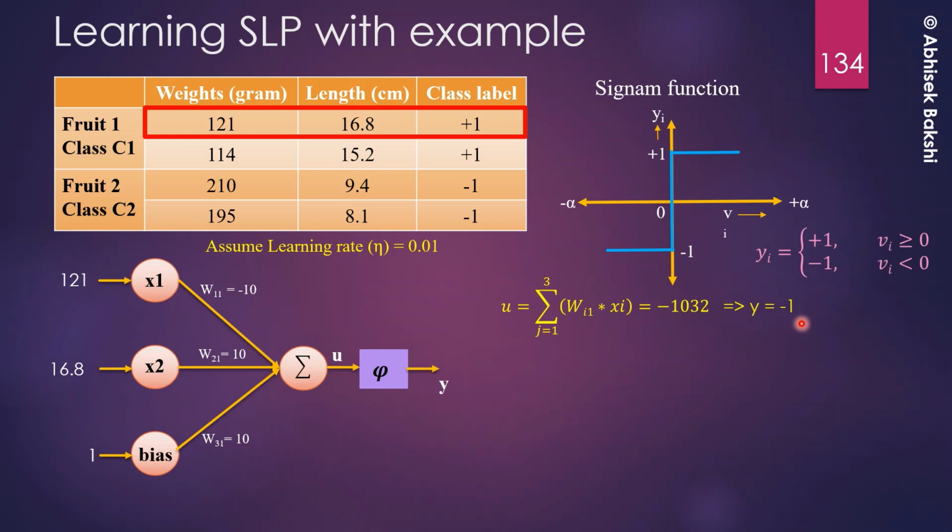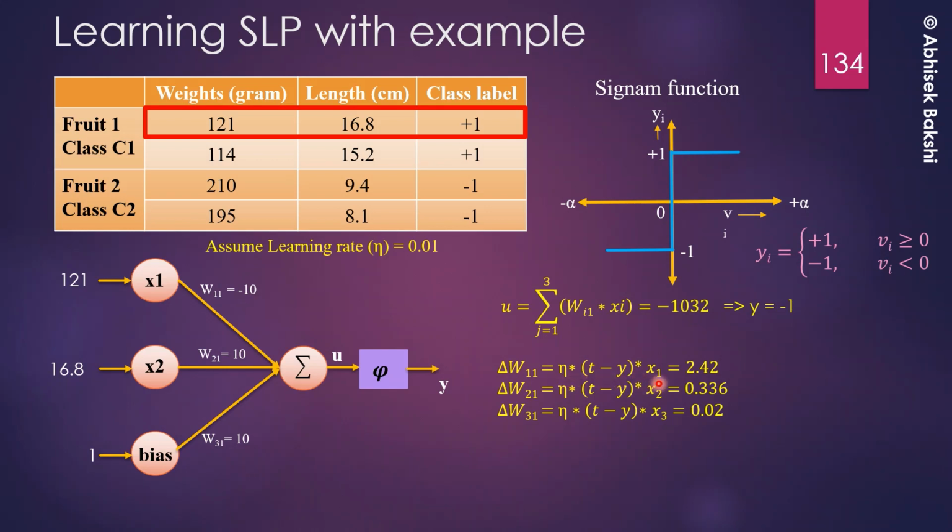Now let's see what should be my error. Definitely it's not correct. Whatever, correct or wrong, that's a later issue, but I have to find the error first to adjust the weights. So this is the weight adjustment calculation happening here. Delta W11 is nothing but eta multiplied by (t minus y) multiplied by x1.